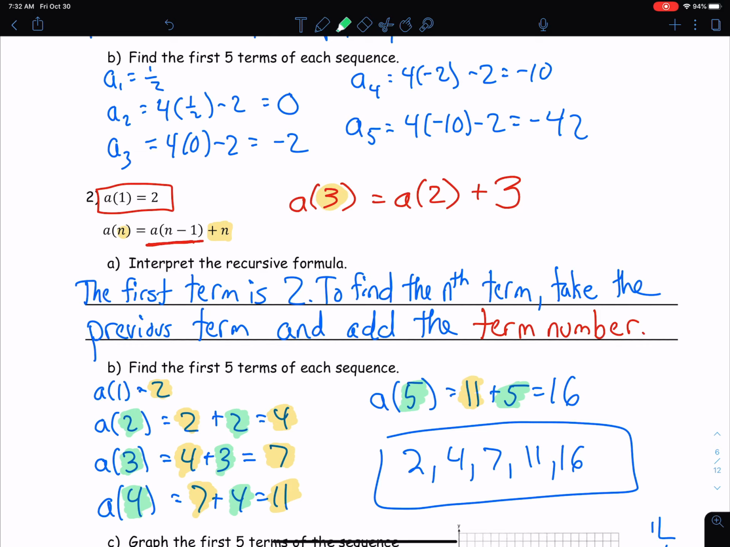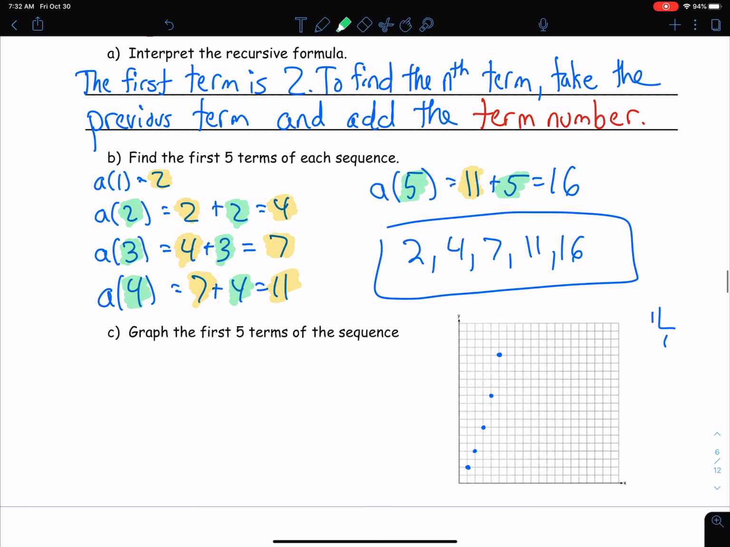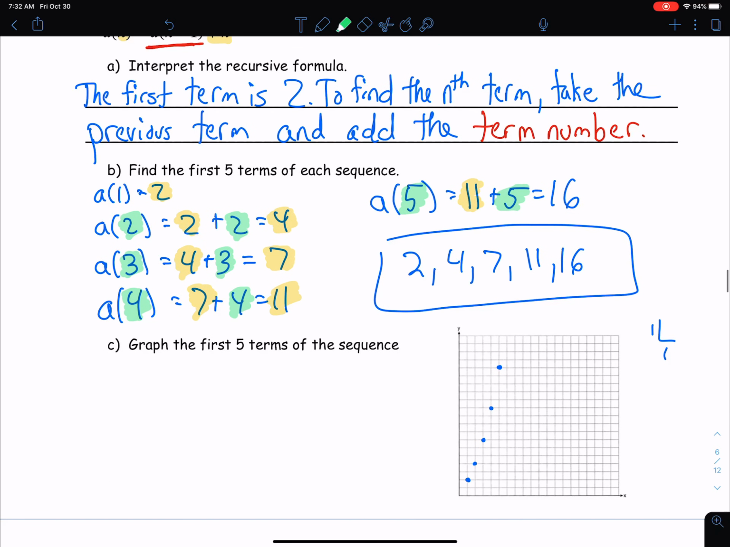And when you graph this, make sure you don't draw that line through them. You'll see this is not linear. It doesn't have a constant rate of change. So it should look something like that.